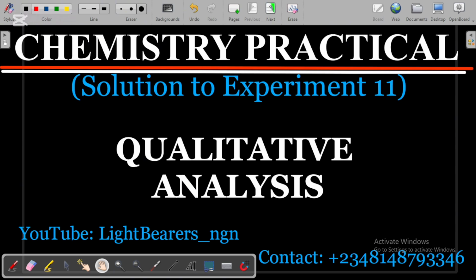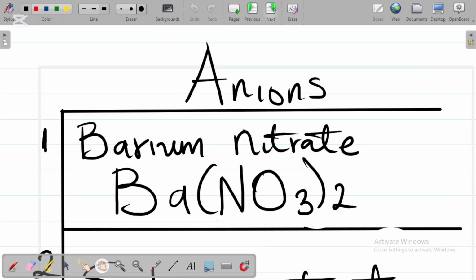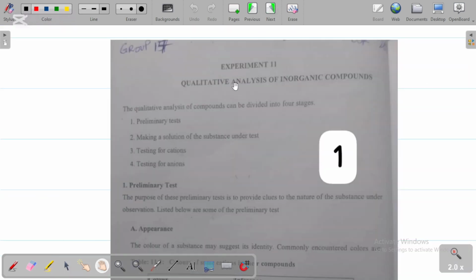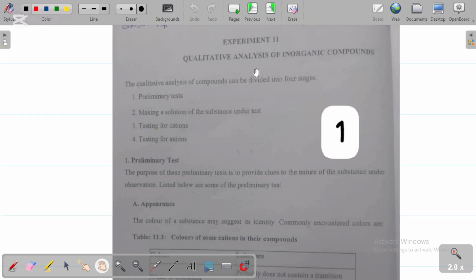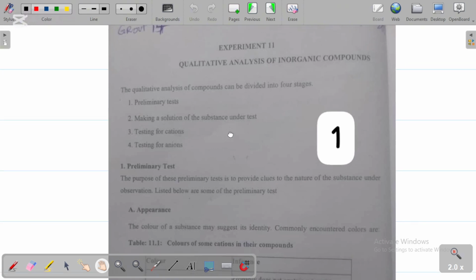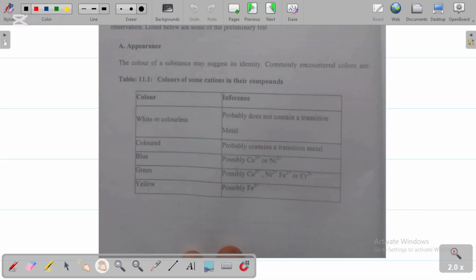All right, now let's proceed. All right, this is experiment 11, qualitative analysis of inorganic compounds. And this is the first page in experiment 11. We don't need much from this page.